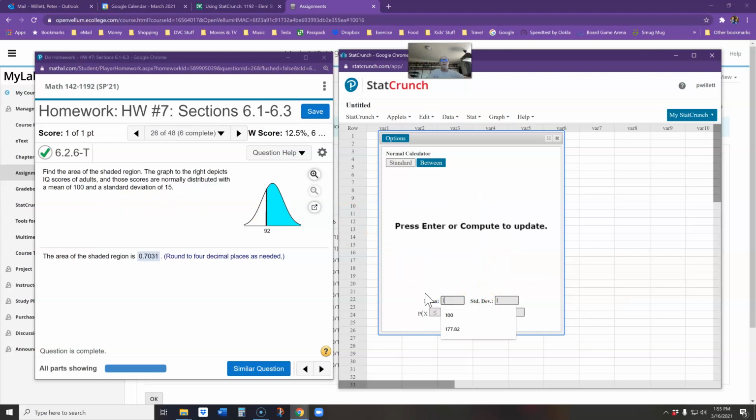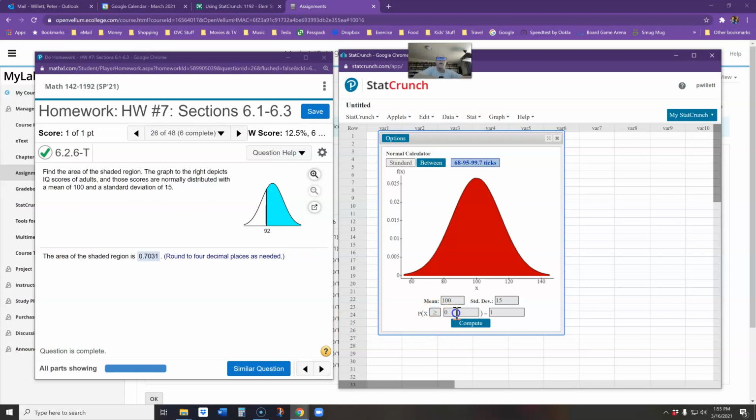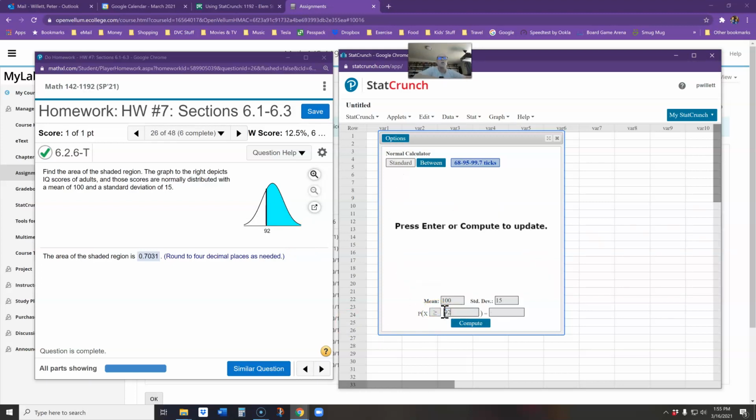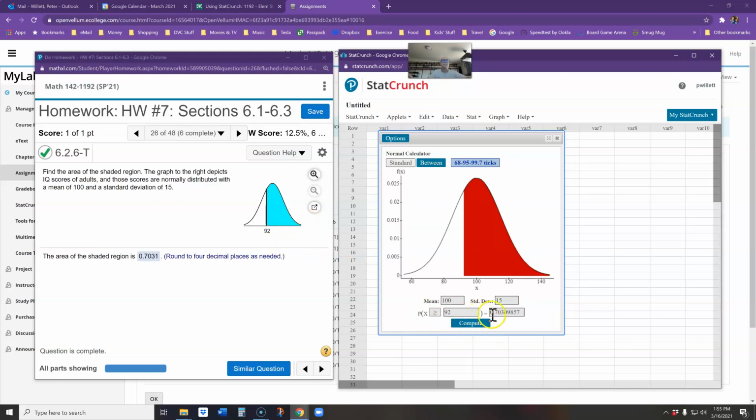I'm going to put in a mean of 100 and a standard deviation of 15, as given in the problem. We want to know what portion would be shaded if x is greater than or equal to 92. So I change this to x greater than or equal to, and change the 0 to a 92. So with a non-standard normal distribution, I fill in the mean, the standard deviation, the score value and the direction I want to shade, and I hit compute. They want this to 4 decimals. Oh, I actually did this question before. You can see that's the number there.